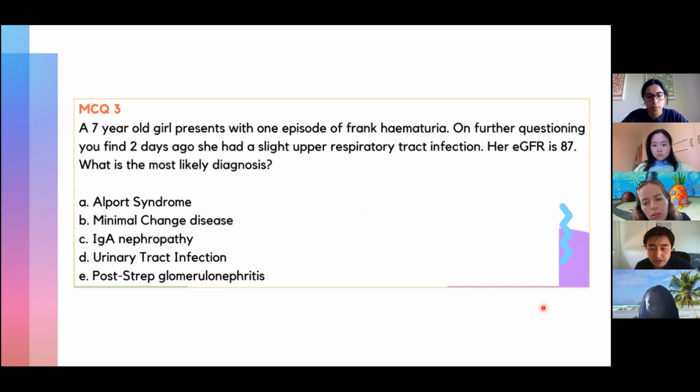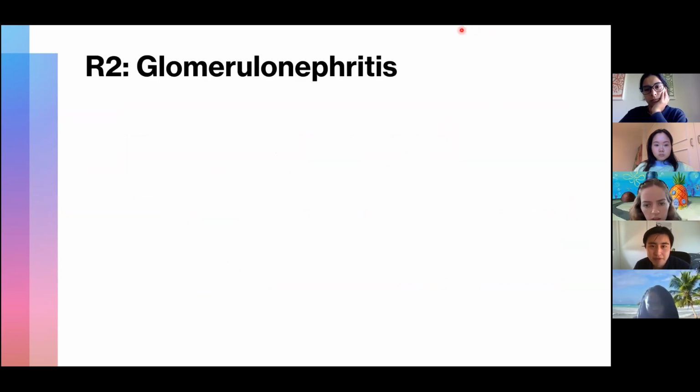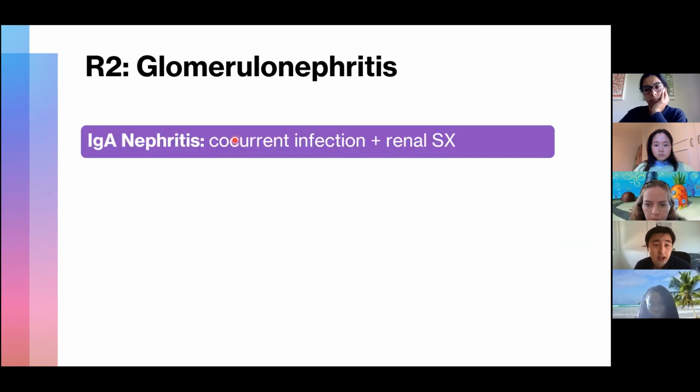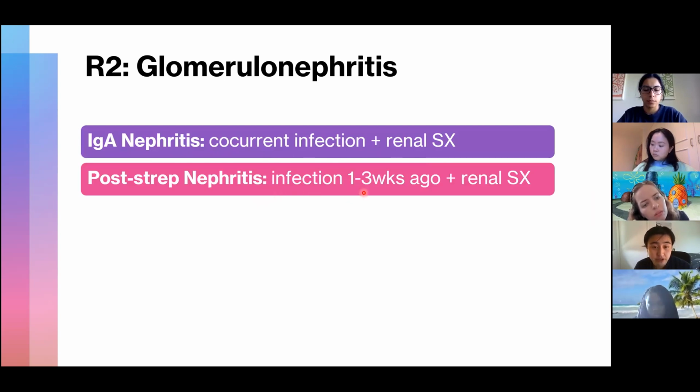Now, for the next question, for the interest of time, I'll skip over this. Essentially this is your IgA nephropathy, because the infection is concurrent at the same time as the kidney disease. So for glomerulonephritis, I'll just quickly wrap this up with a few buzzwords. With IgA nephritis, you get concurrent infection and renal symptoms. With post-strep, you get infection occurring 1 to 3 weeks ago, together with renal symptoms.